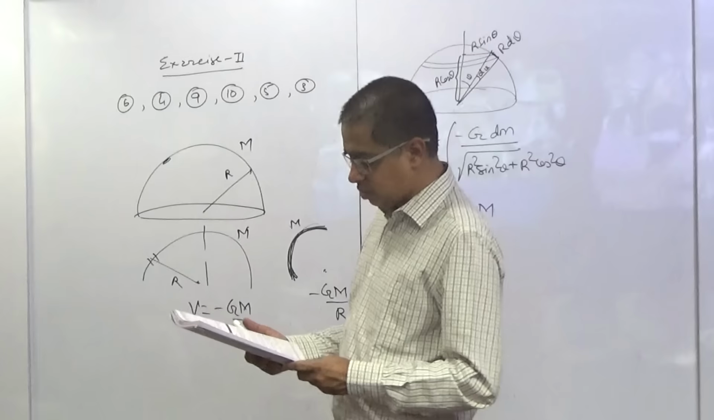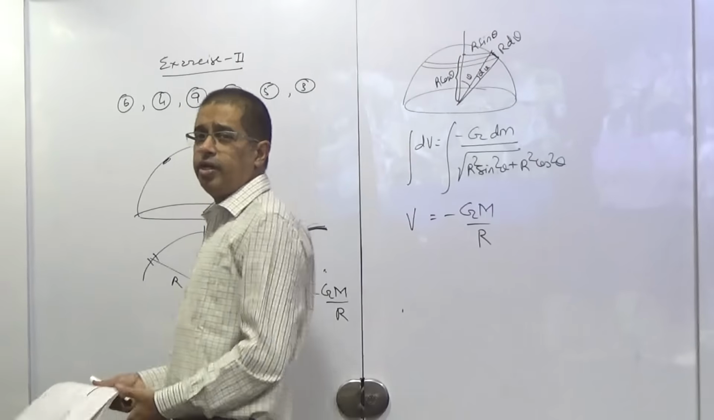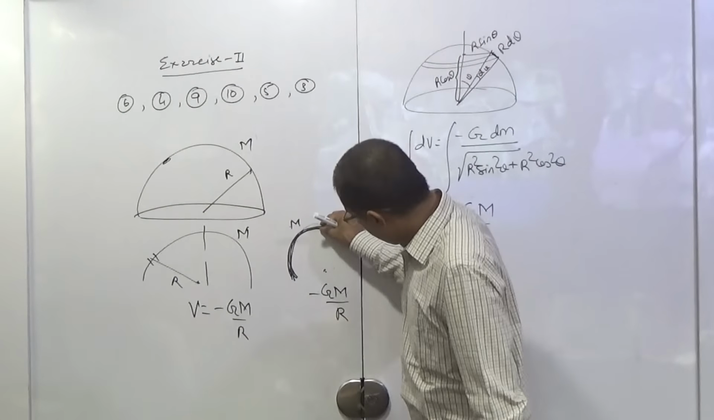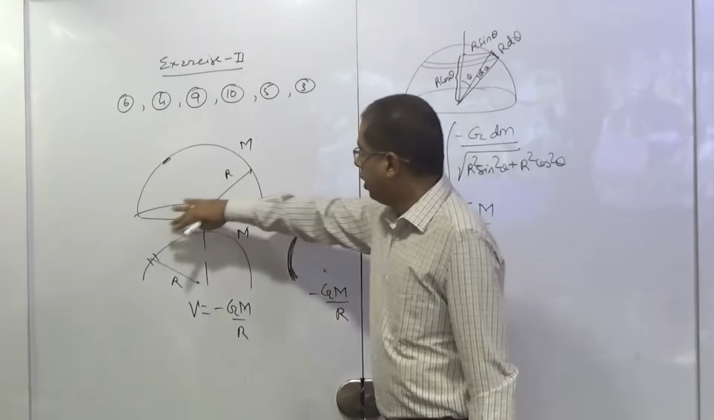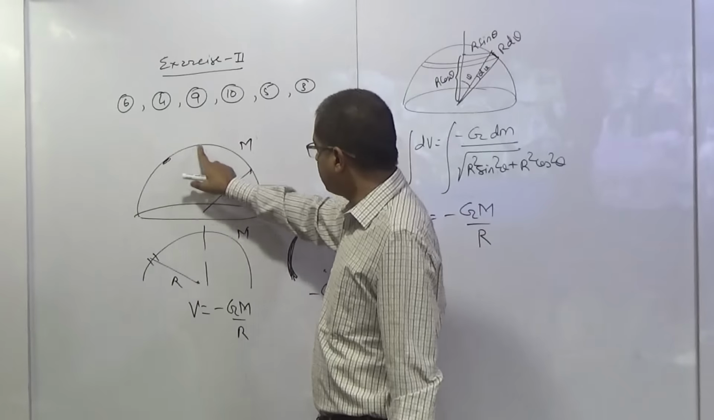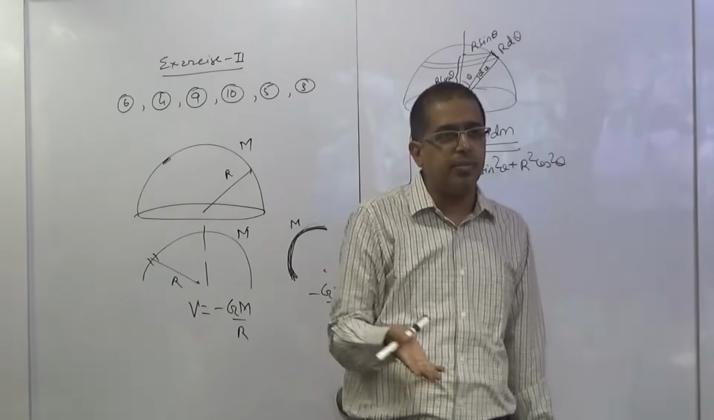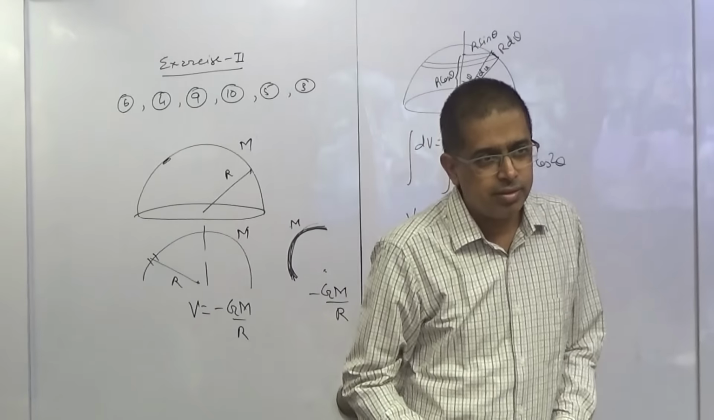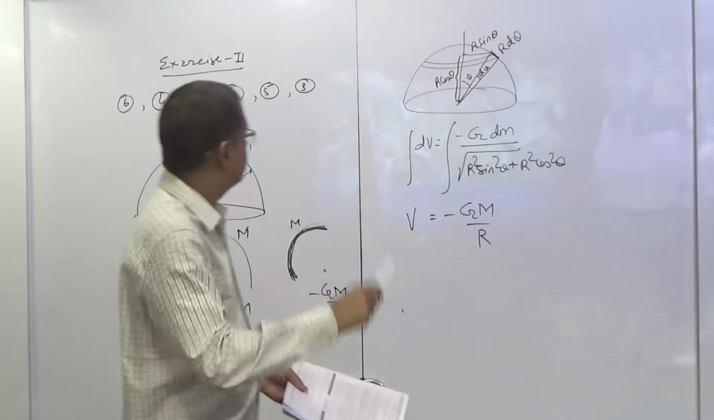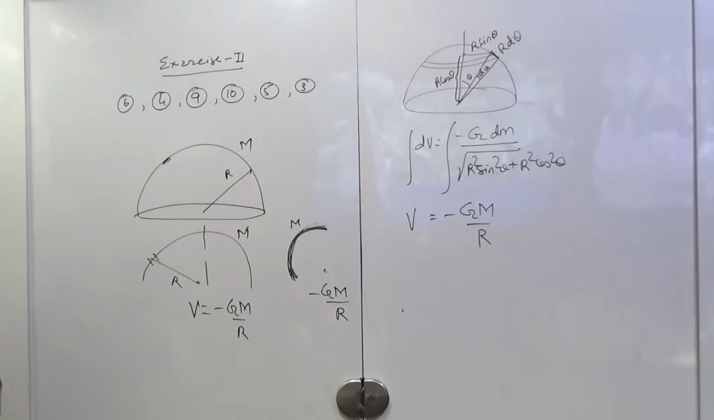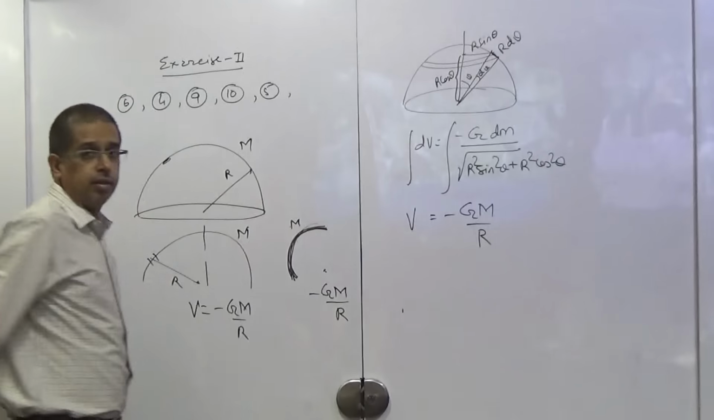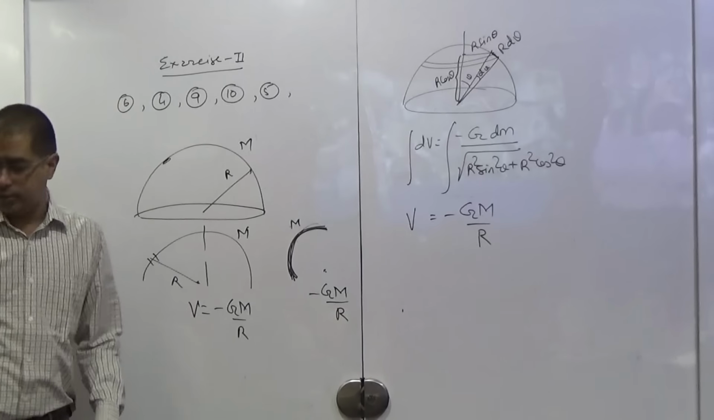Now you will get the next bit. Non-uniformly distributed also makes no difference. I put some mass here, some mass here, some mass. In the hemispherical ball I bring some mass here, some mass here, some mass here. All the masses are at the same distance from the center. Right? Quick. Lightning speed.